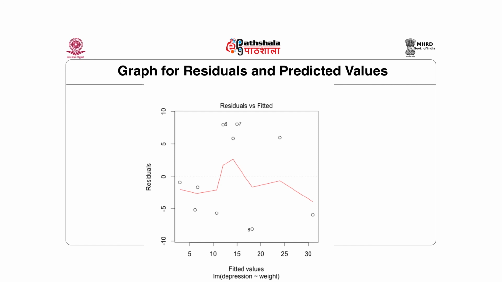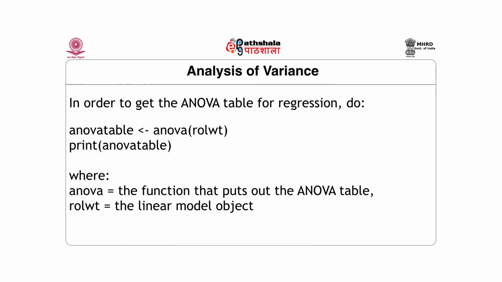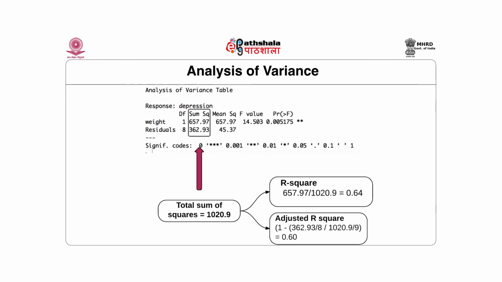The second property of a regression model is the analysis of variance. In order to get the ANOVA table for a linear model in R, you type anova, and then put within parentheses the object of the linear model as a parameter of that function. So you see that you need to pay good attention to the object which is created by the linear model. This gives you the ANOVA table, or the analysis of variance table.